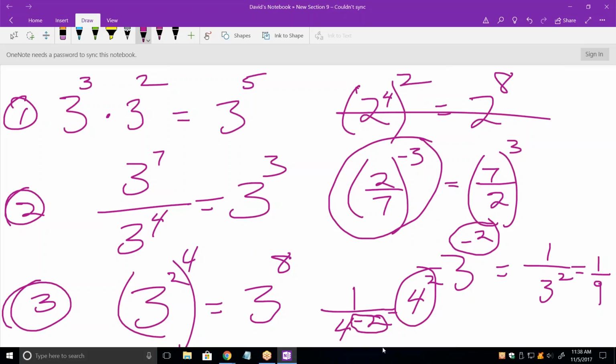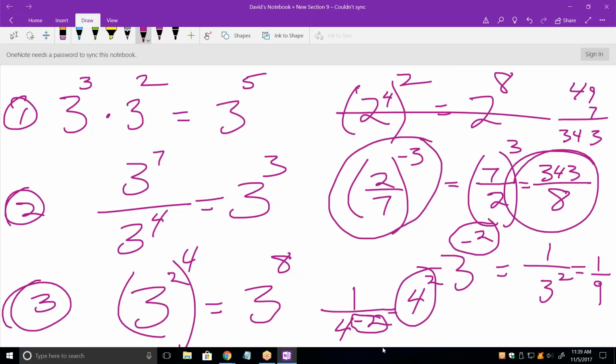Okay. Now, 7 cubed, what is 7 cubed? 343 all over 2 cubed, which is 8. There's your answer. Okay.